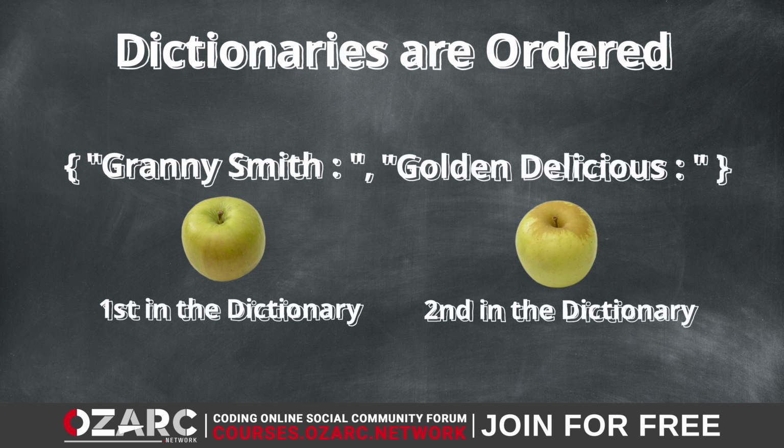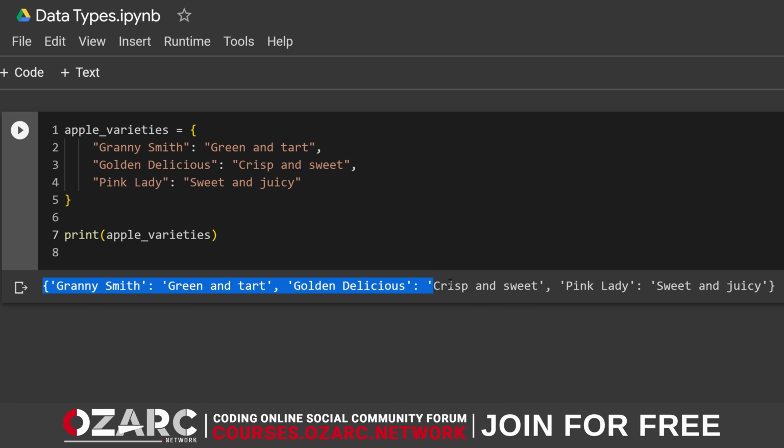When we print this variable, we see that it outputs the dictionary. This output shows that the items in the dictionary are displayed in the order they were added, with Granny Smith being first, Golden Delicious being second, and finally Pink Lady third. This is what we mean when we say dictionaries in Python are ordered.